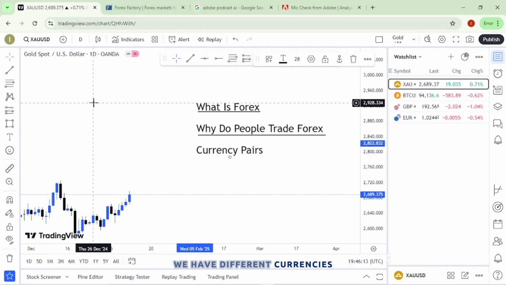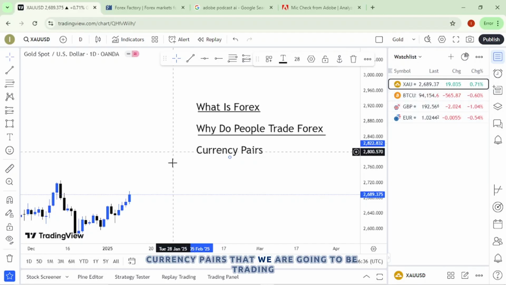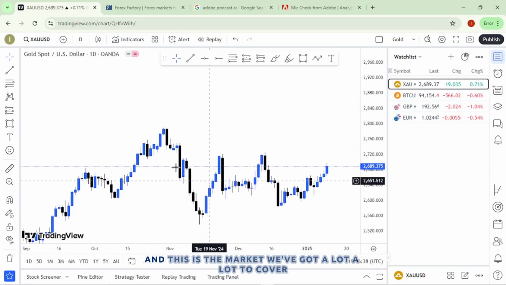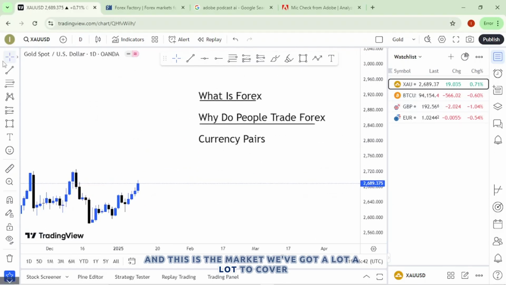We have different currencies. For example, you have the Euro, USD, you have the GBP, JPY, the British pound. You can see all of that here. This is the GBP, JPY, the Euro, USD. We've also got the gold here, the BTC, USD, and all of that. These are the currency pairs that we are going to be trading, and this is the market. We've got a lot to cover.